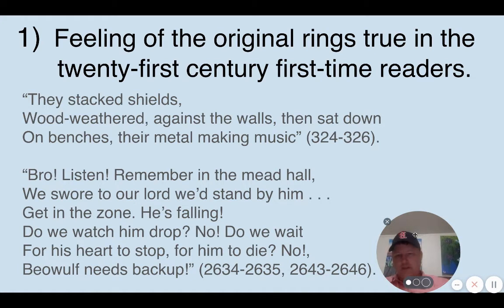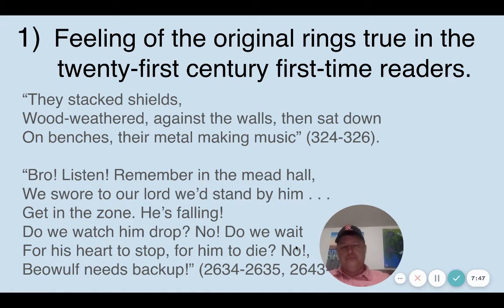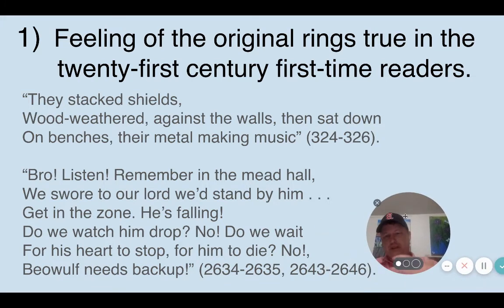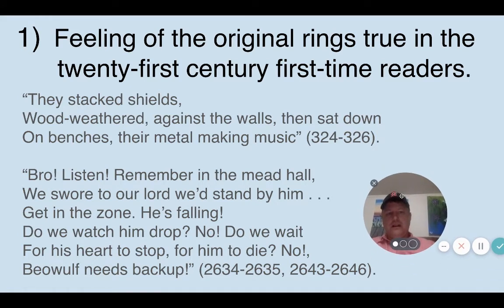And I can hear the objections. Bro isn't in the original. Get in the zone, that colloquial phrase, not in the original. Backup, not in the original. There also isn't a lot of internal rhyme, like drop and stop. That almost reads like certain hip hop reads with internal rhyme. But I feel that the urgency communicated here to the modern ear is really authentic to the original. So I don't know, I think that's a really, really interesting reason to teach this translation.